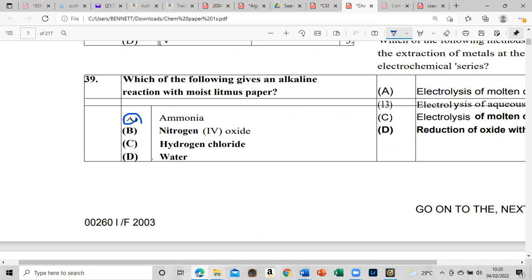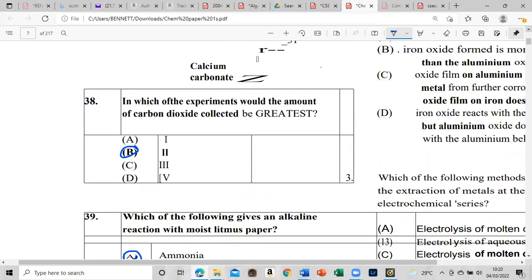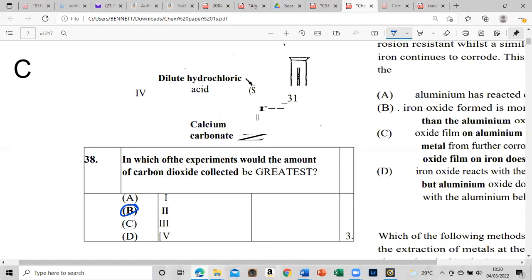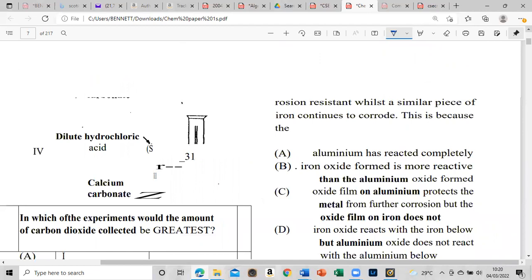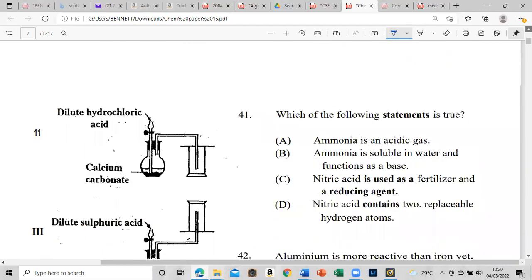Let's see if we can find 40 in this paper. This paper is so messed up, like the Ukraine war going on right now. All right, so let's go up to 40.